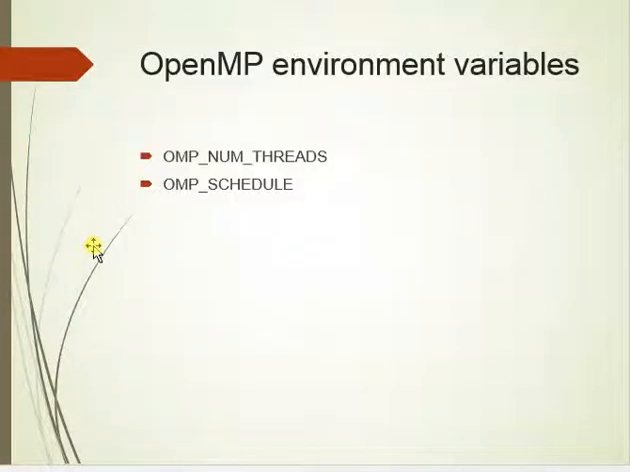Now, OpenMP environment variables. There are two variables: OMP_NUM_THREADS and OMP_SCHEDULE. OMP_SCHEDULE controls the scheduling of the for loop work sharing construct. OMP_NUM_THREADS sets the default number of threads, and a call to the omp_set_num_threads function can override this value.